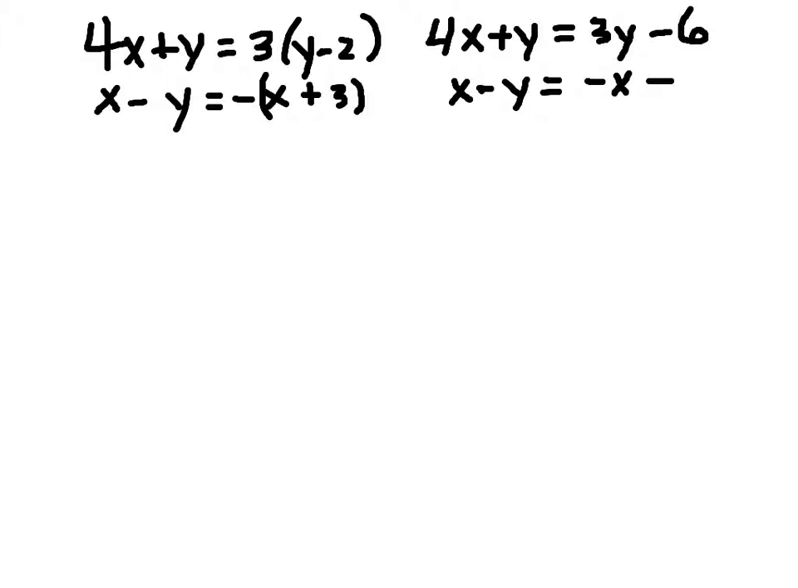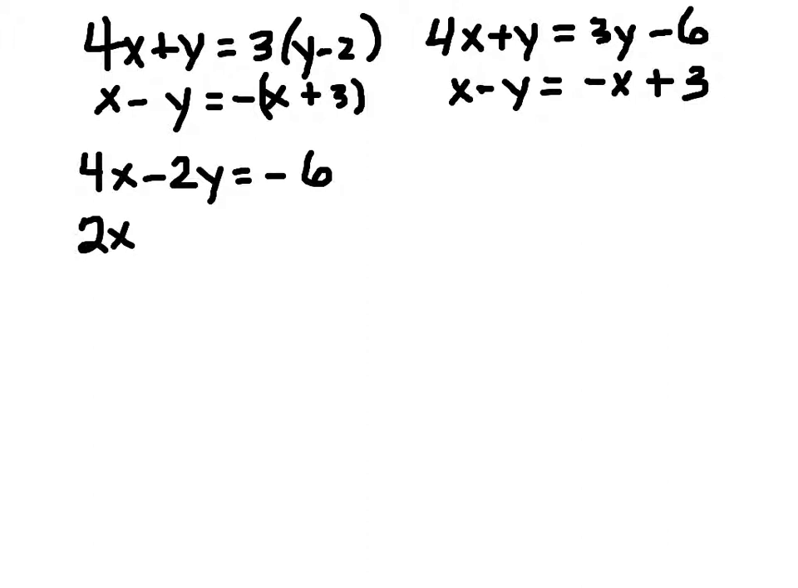Now, I just can't add these two because my variables aren't lined up. I need to get my y's together and my x's together, so I'm going to begin by doing that. So for the first one, I'm going to subtract 3y on both sides, which will give me 4x minus 2y equals negative 6.